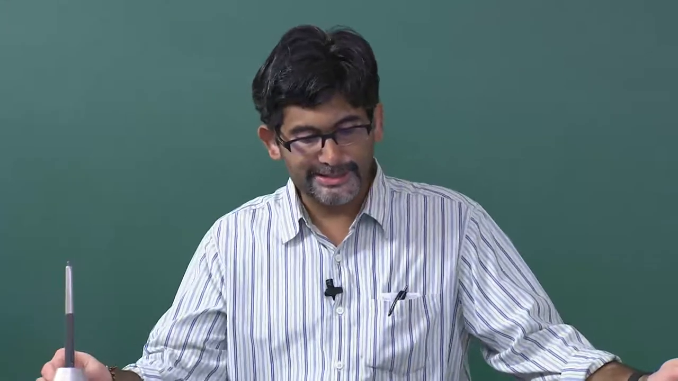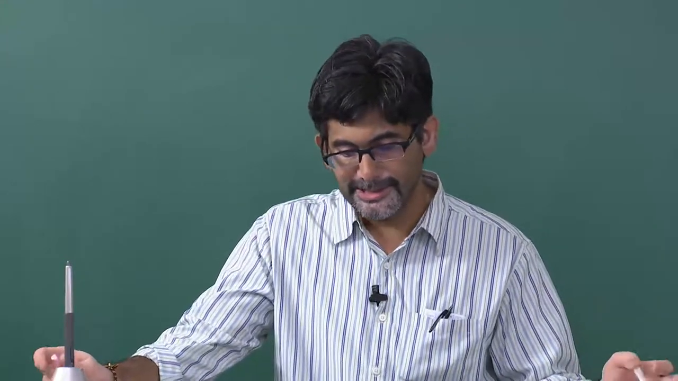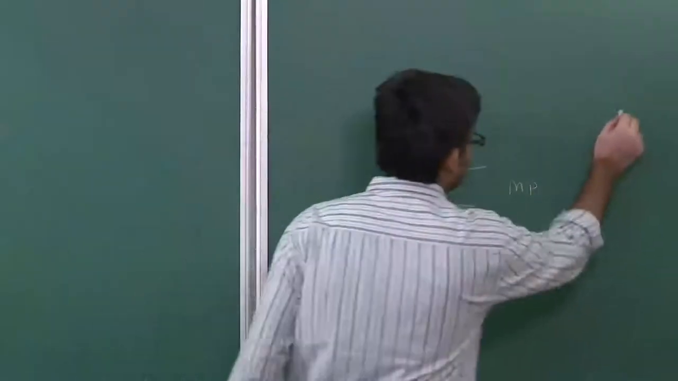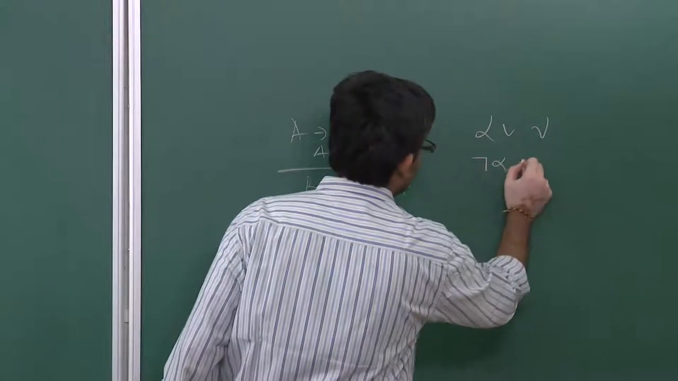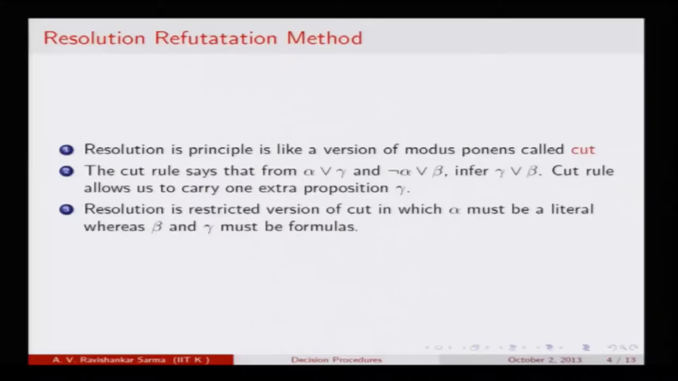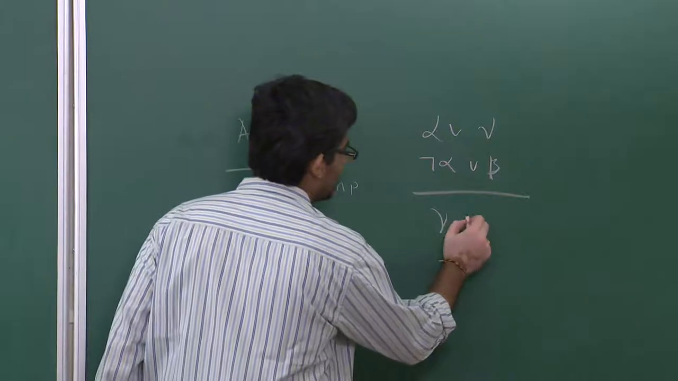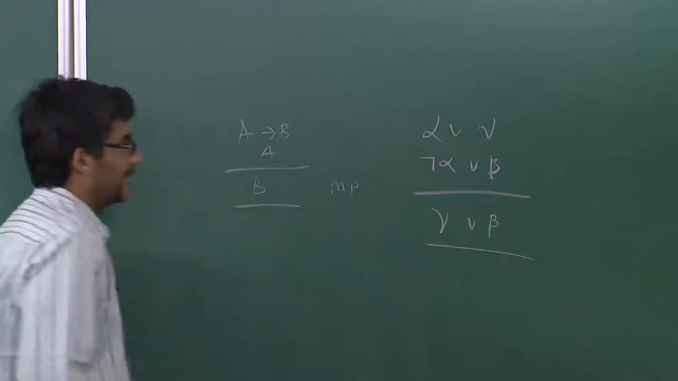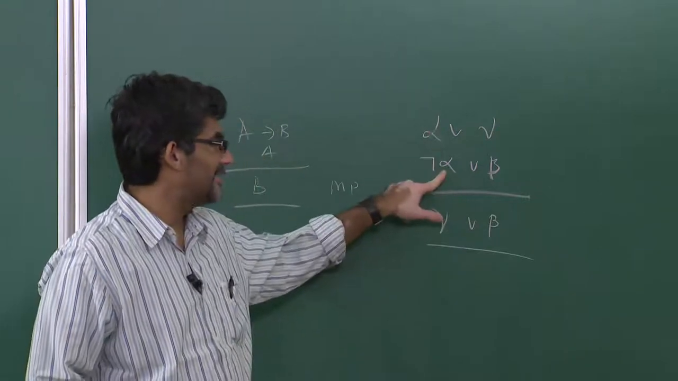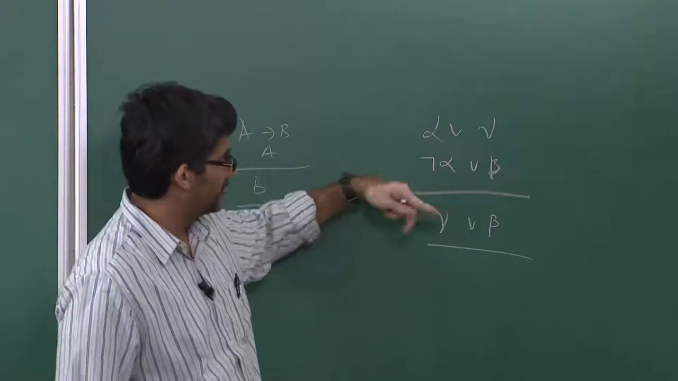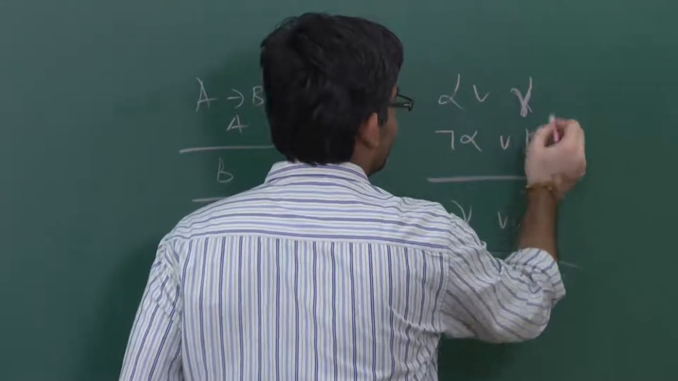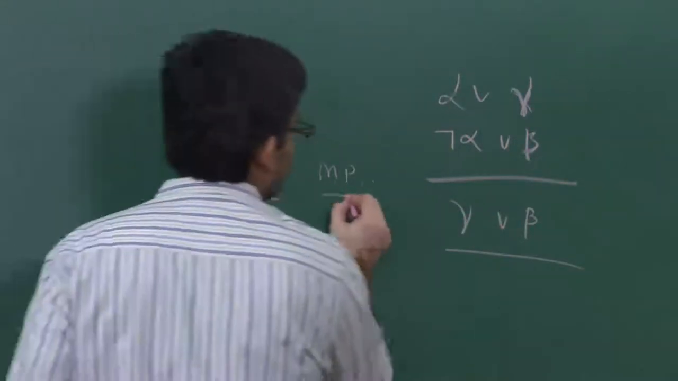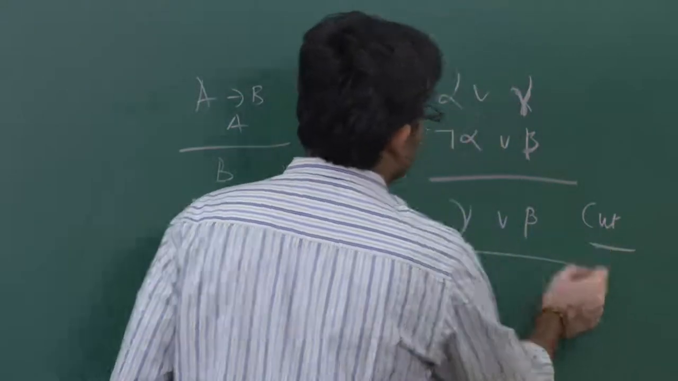There is another rule, which is an instance of modus ponens, called the cut rule. For example, if you have alpha or gamma, and not alpha or beta, from this you can infer gamma or beta. What happens here is that you have a literal alpha, and its negation is in the second formula, so these two cancel each other, and what remains is only gamma and beta. So this is another kind of instance of the modus ponens rule. It is called the cut rule.